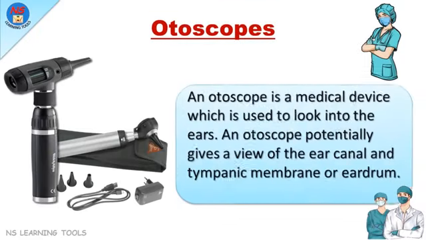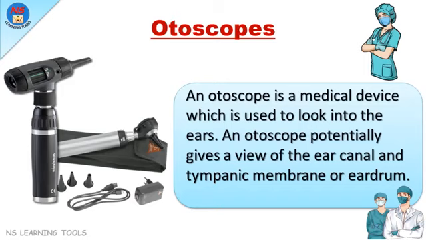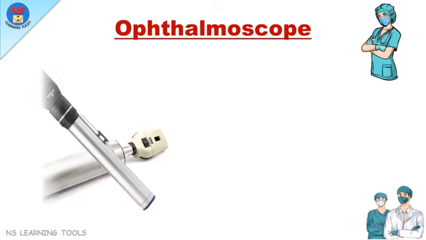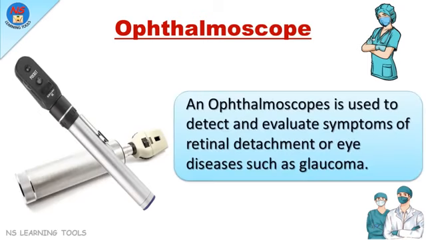Otoscopes. An otoscope is a medical device which is used to look into the ears. An otoscope potentially gives a view of the ear canal and tympanic membrane, or eardrum. Ophthalmoscope. An ophthalmoscope is used to detect and evaluate symptoms of retinal detachment or eye diseases such as glaucoma.